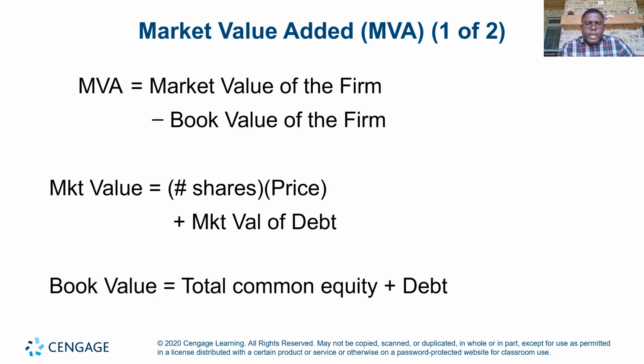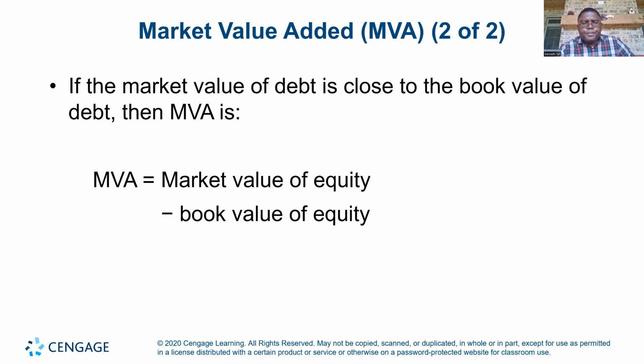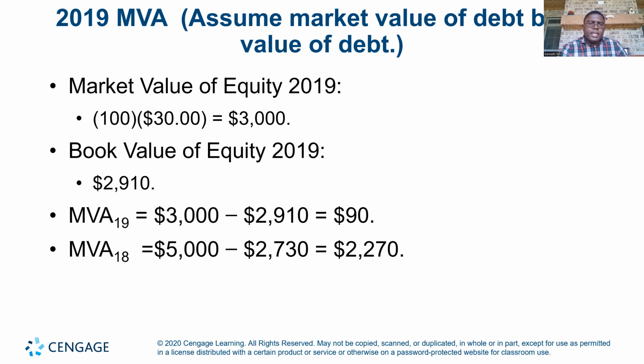All right, so we are on the market value added. If the market value of debt is close to the book value of debt, then the market value added is going to be the market value of equity minus the book value of equity. The market value of equity, we already said, is the number of shares times the price, which is 100 shares at $30 per share. That leaves us with 3,000 million.